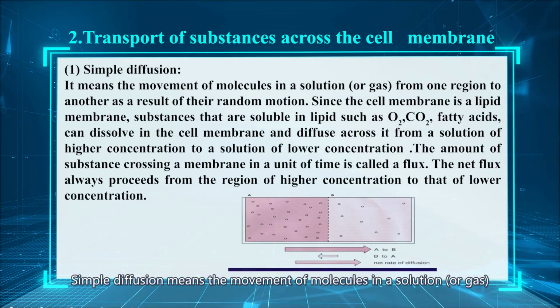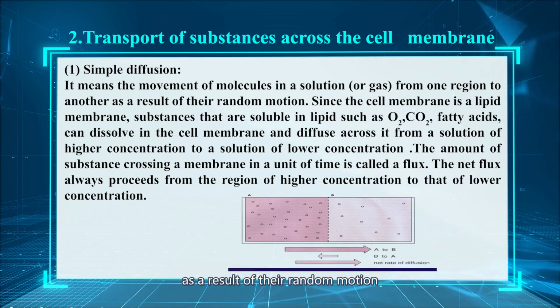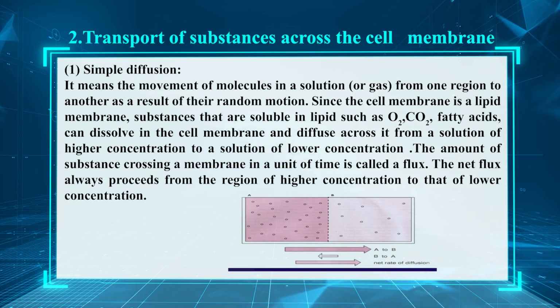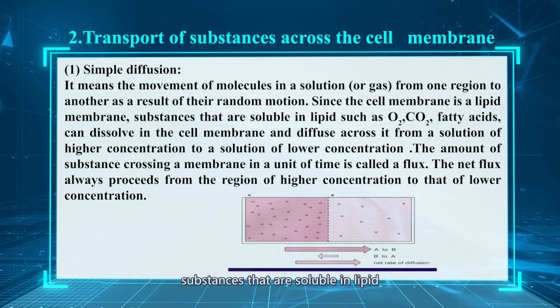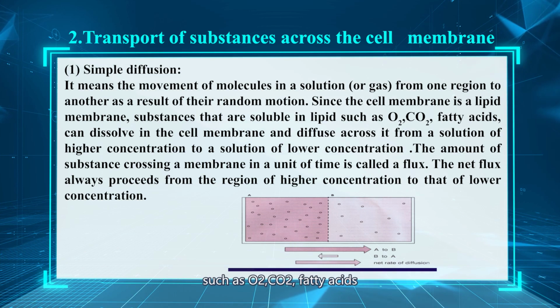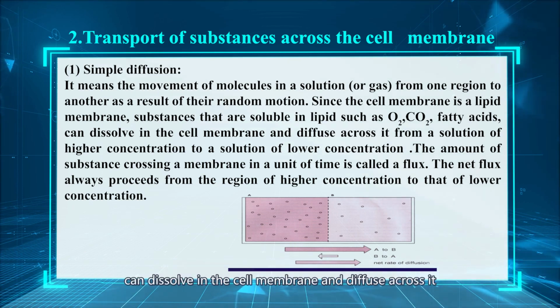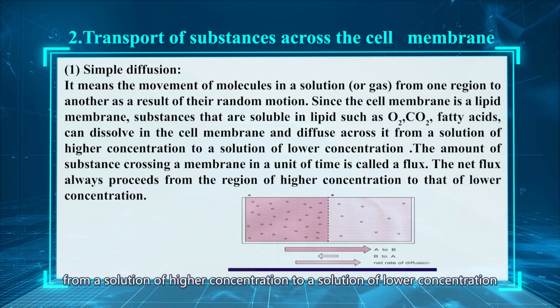Simple diffusion means the movement of the molecules in the solution from one region to another as a result of their random motion. Since the cell membrane is a lipid membrane, substances that are soluble in lipids, such as oxygen, carbon dioxide, and fatty acids, can dissolve in the cell membrane and diffuse across it from a solution of a higher concentration to a solution of lower concentration.